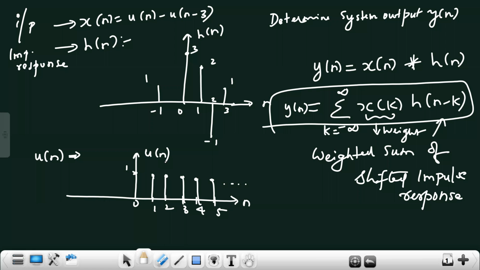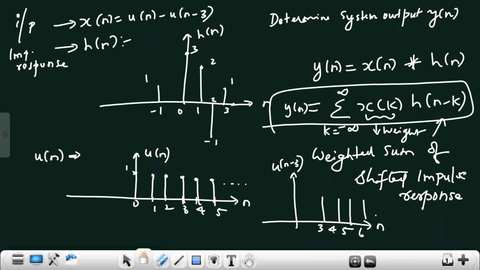Now what about u of n minus 3? u of n minus 3 is the shifted unit step sequence, that is, it will be shifting towards the right from 3 to infinity, 3, 4, 5, 6, etc. And the value is also 1. Okay, so this is your u of n minus 3. So to find x of n, what you have to do is subtract u of n minus 3 from u of n.